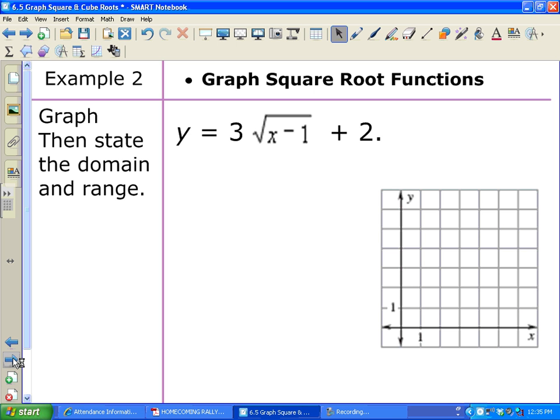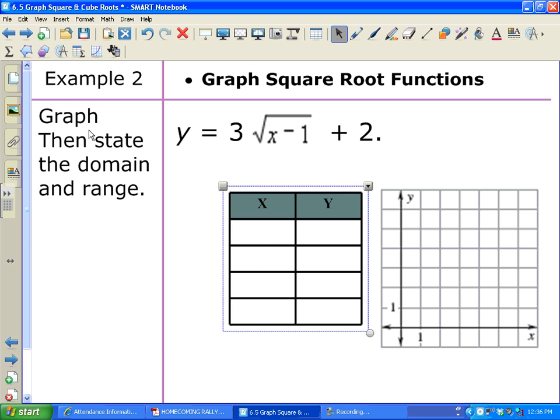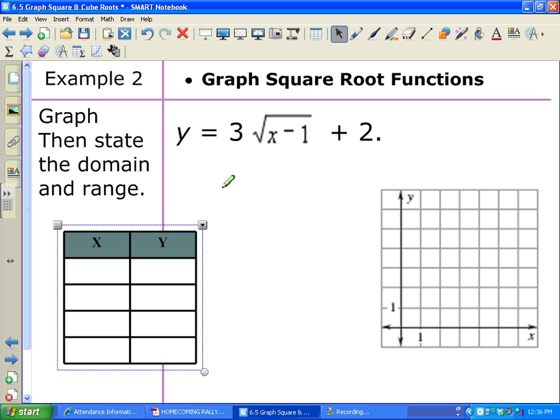Next function we're looking at. y equals 3 times the square root of x minus 1 plus 2. I'll give you a second to copy that down. And we're going to start with the parent function. Parent function is always the easiest form of the function. For square roots, it's going to be y equals the square root of x. I'm still going to use 0, 1, and 4.